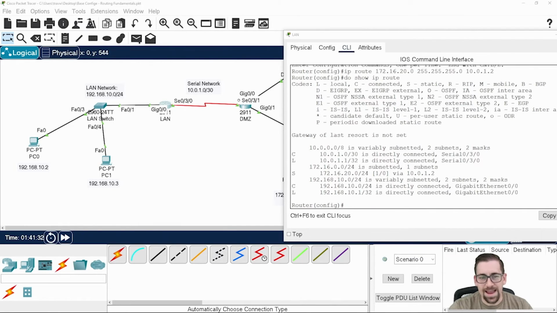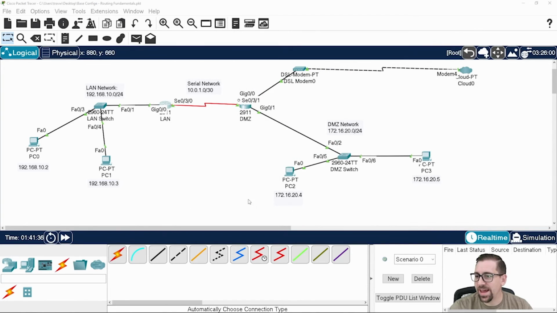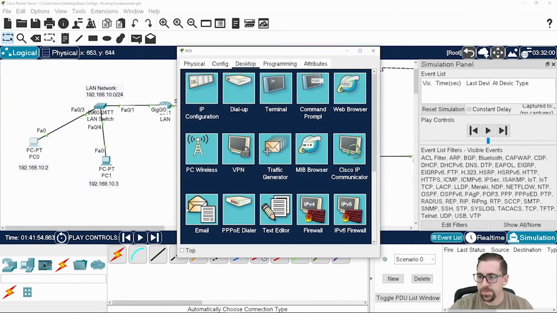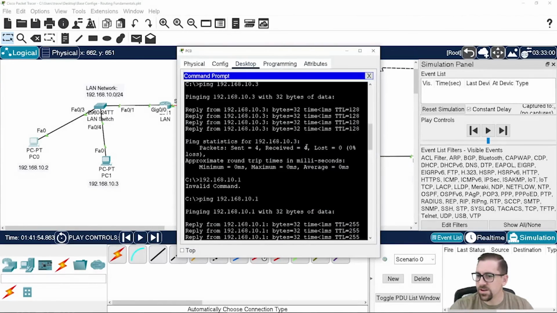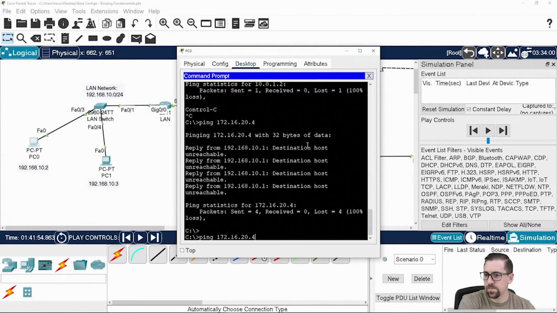Now that I've given you a little bit more information, can I ping the 172.16.20.4 host? This is something that I would again encourage you to think about. Maybe take a second, pause it here if you want to. That being said, I'm going to conduct this ping, and I'm going to put it in simulation mode so we can actually watch it here. So I'm going to ping the 172.16.20.4 host.